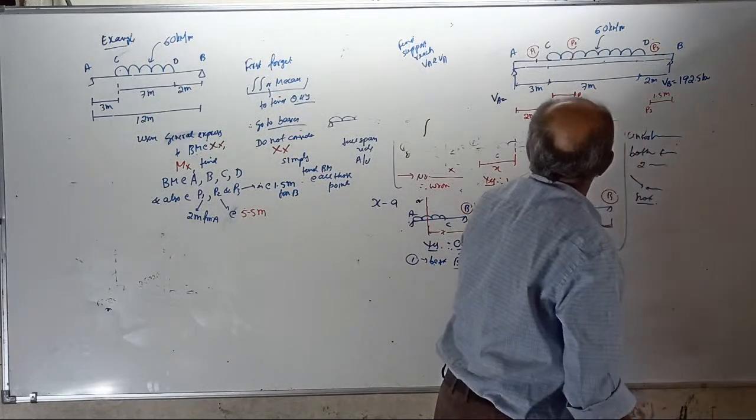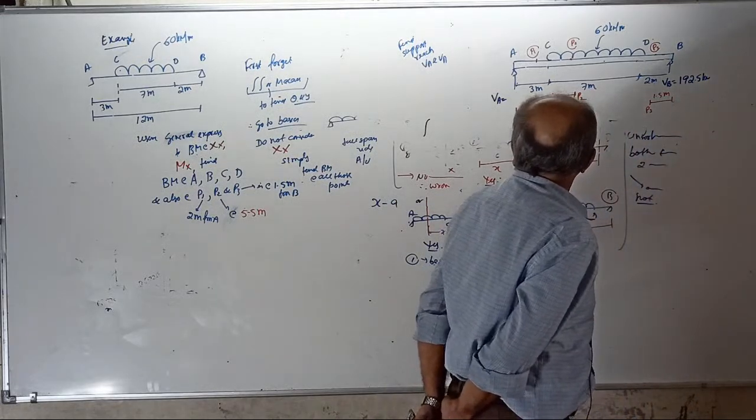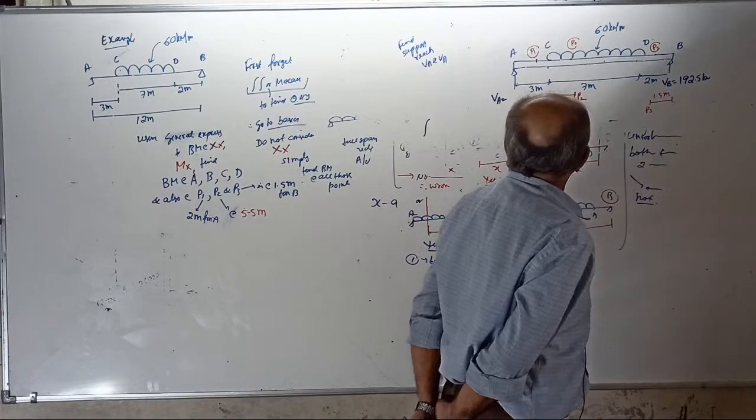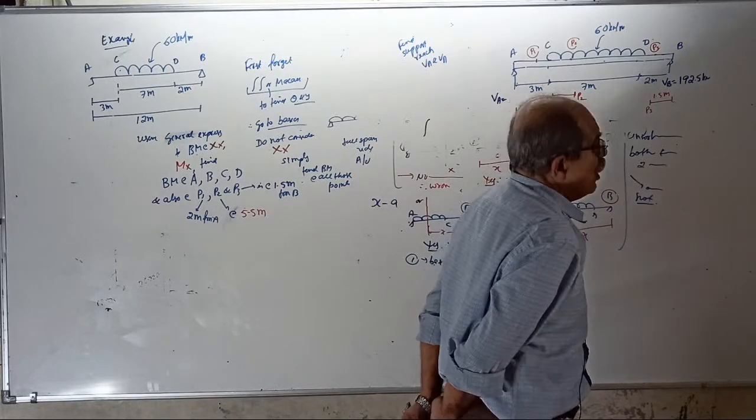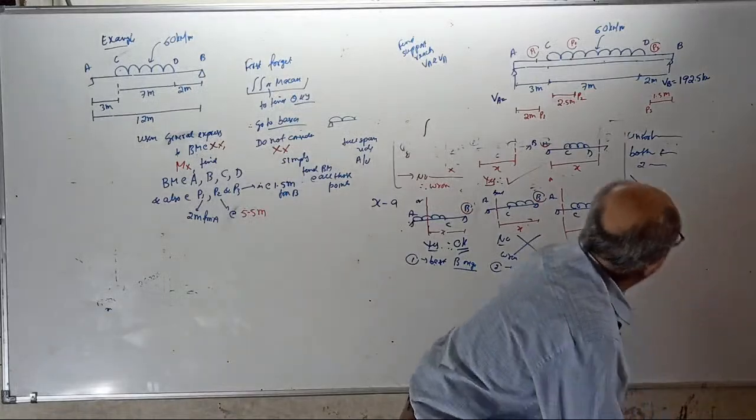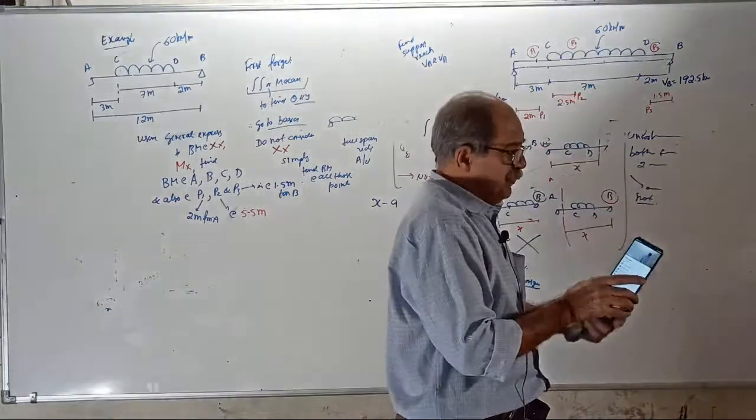227 point. VB 192, VA 227. VB should come more than VA. What is this one? Why? Load is more that side. Impossible.